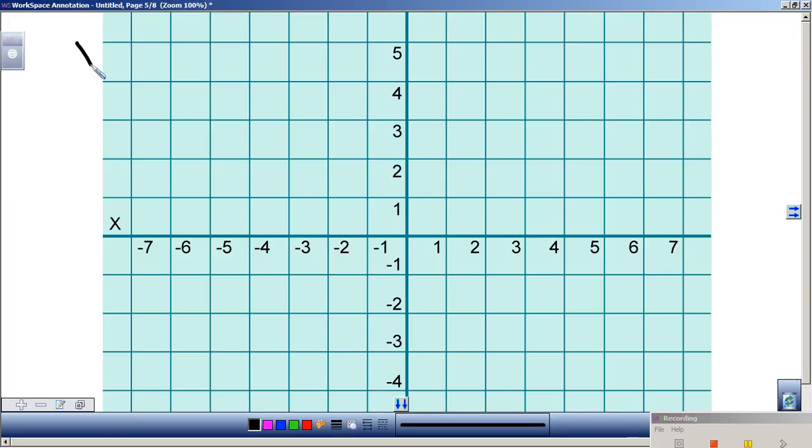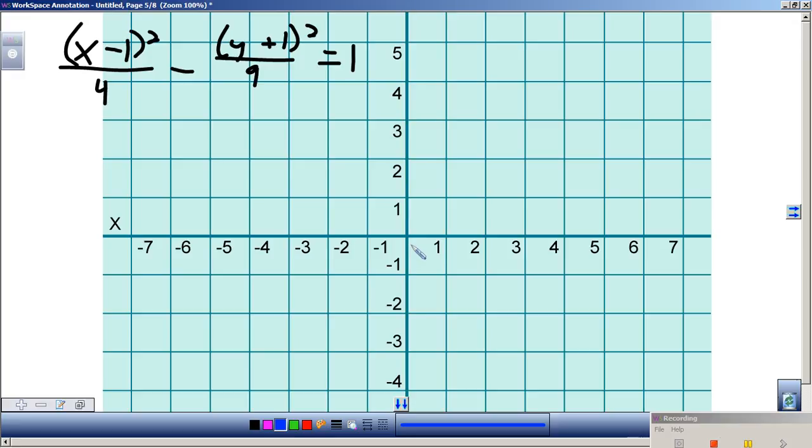Let's see. (x minus 1) squared over 4 minus (y plus 1) squared over 9 equals 1. What do you think we should do first? How about first find the center? Yeah, when we're graphing these, the first thing we have to find is the center. So where's it going to be? (1, -1). So there's my center.